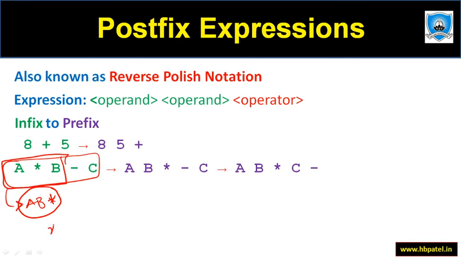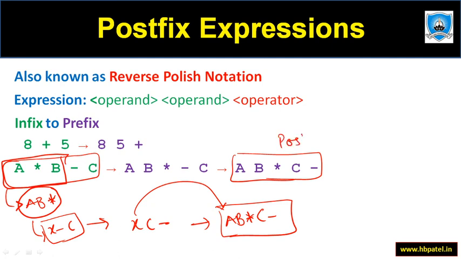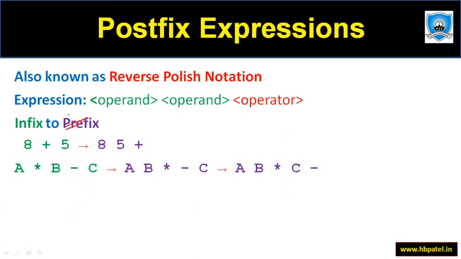Now if I replace a b multiplication by x, we have x minus c. How do we convert x minus c? It is x, c and minus. Now let us replace x by the original value: a, b, star, and then c, minus. So this is your answer. This is your postfix expression. This is how you convert a simple infix expression into a postfix expression.